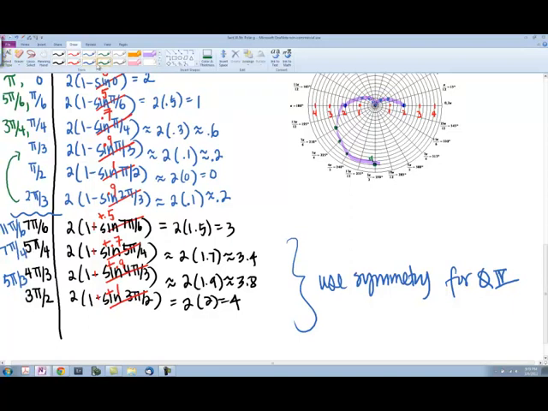Well, let's go ahead and use symmetry and plot the remaining points that are on here. So at 5 pi over 3, we're going to be at 3.8. And then 3.4 and 3.